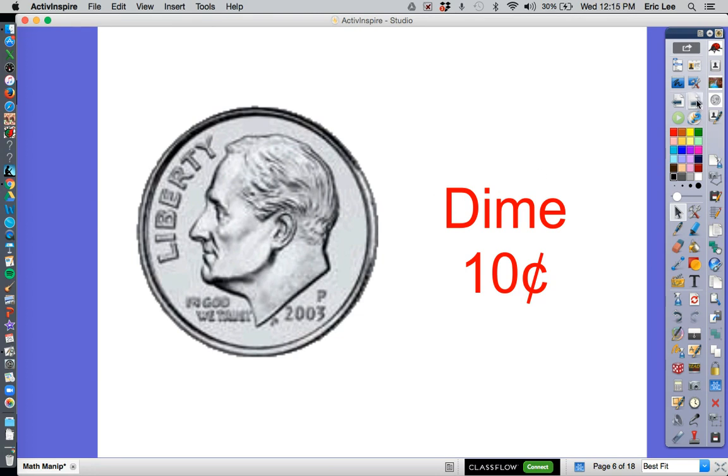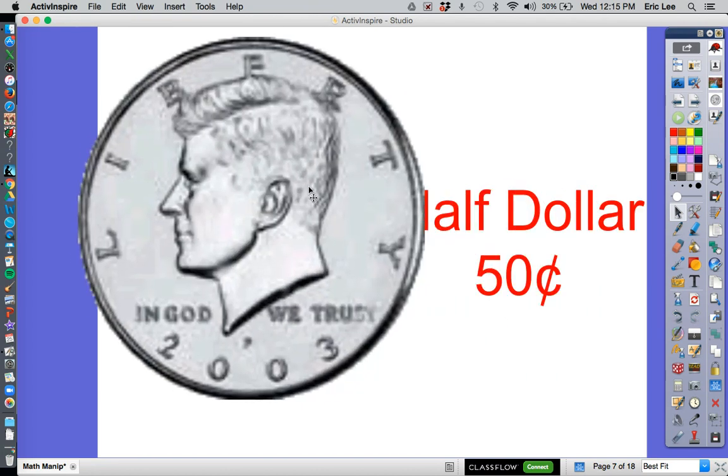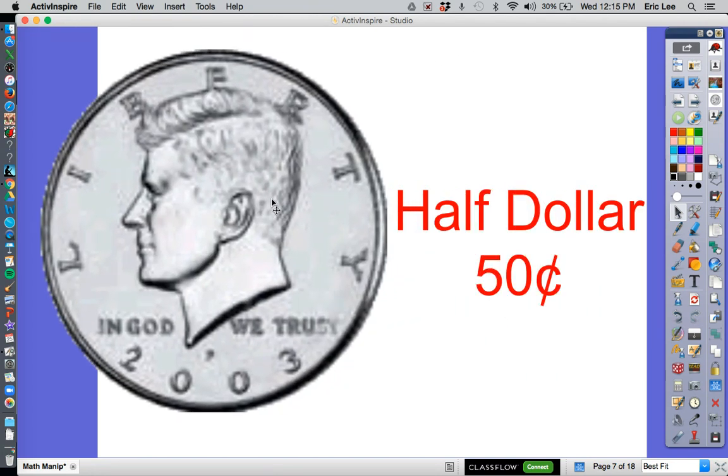And moving on to our next one. Now you've got a half dollar. How much is a half dollar worth? That is a tough question. I might have to give you 50 seconds to think about that one. Let's see. How much is a half dollar worth? It's worth 50 cents. A half dollar is worth 50 cents. Nice job. All right, next one.